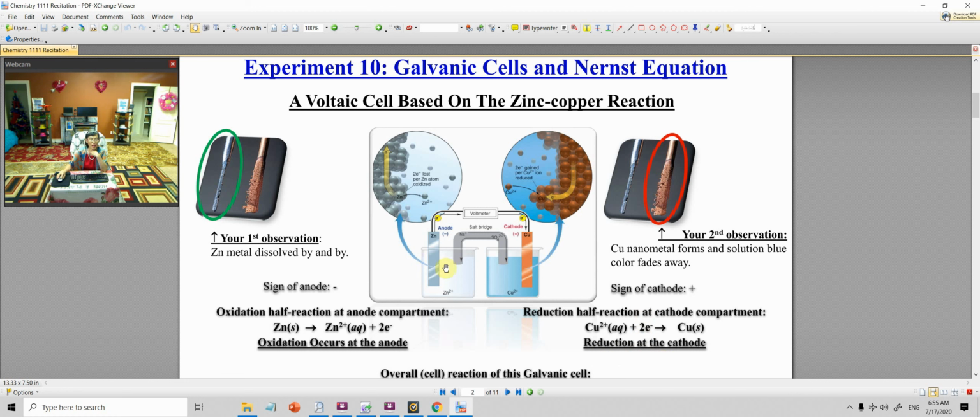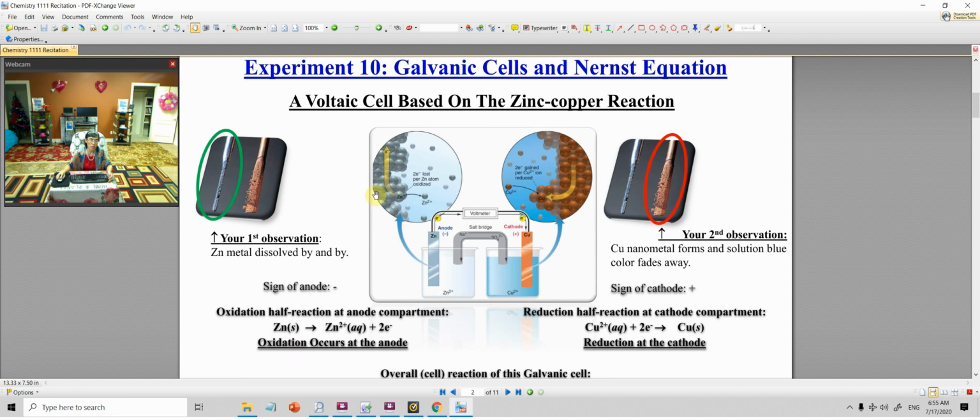On your anode side, usually your anode has a negative sign. The oxidation half reaction occurs at your anode. For example, you have zinc 2 plus and zinc. That's your redox couple. So what's going to happen? Your zinc metal is going to be oxidized to zinc 2 plus aqueous and produce 2 electrons. Again, this anode is related to the oxidation reaction.